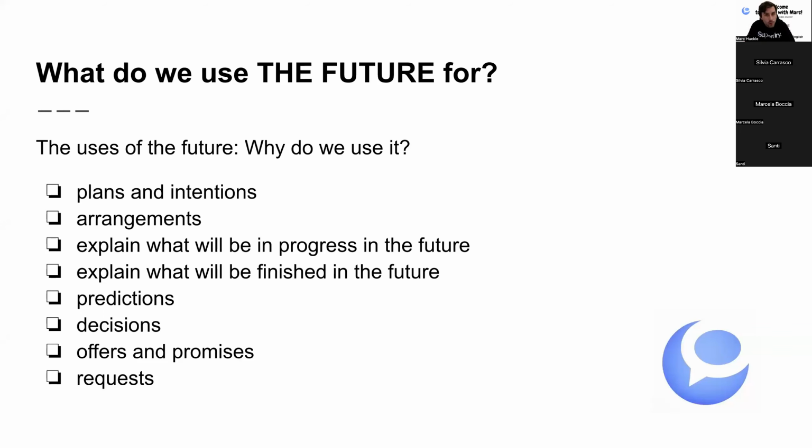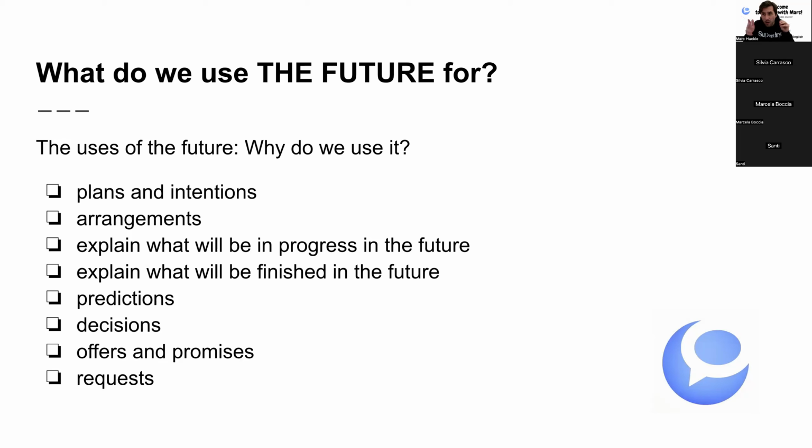We can also use the future to talk about predictions. Now, let's see if anybody knows the difference between this. What's the difference if I say, it will rain tomorrow, it is going to rain tomorrow? Do any of you know? The first is a prediction that you are doing, and the second one you are sure it's going to rain. Okay, exactly. You're talking about the degree of certainty.